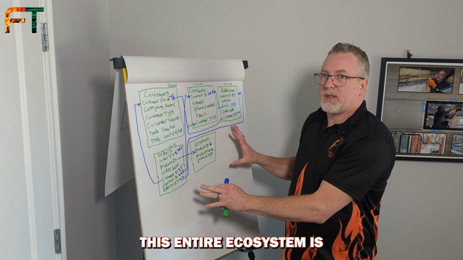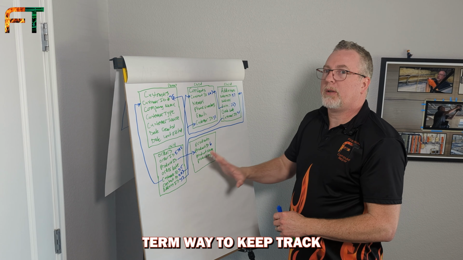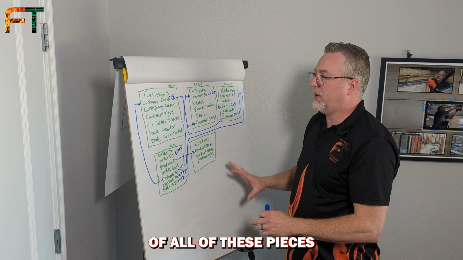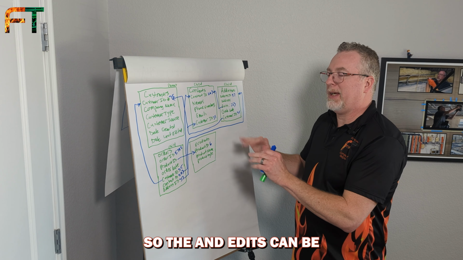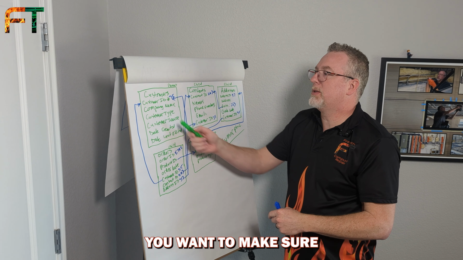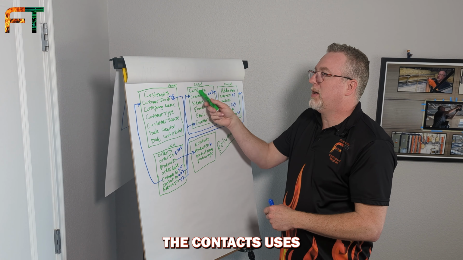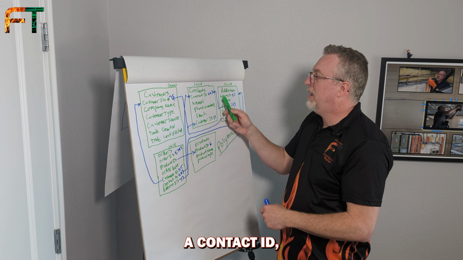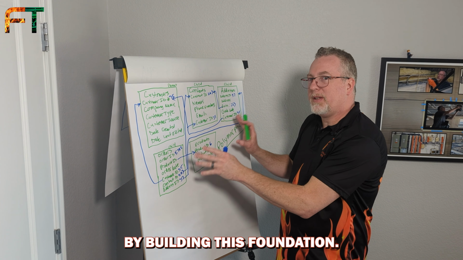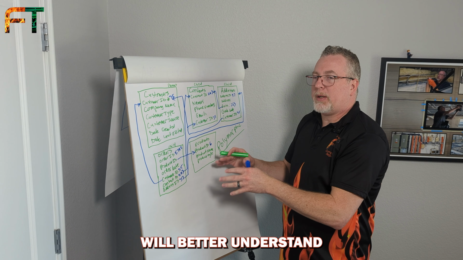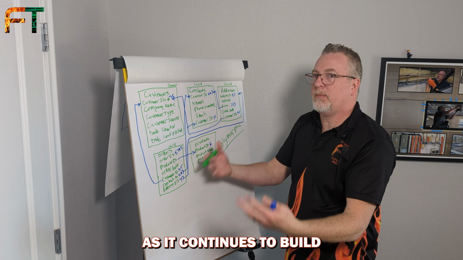This entire ecosystem is called a relational database. This is the best long-term way to keep track of all of these pieces of information in an organized fashion so that edits can be made system-wide. You want to make sure that the customer's parent table uses a customer ID. The contacts uses a contact ID, address ID, order ID, product ID. By building this foundation, your agent will better understand how things play together as it continues to build and you expand on it.